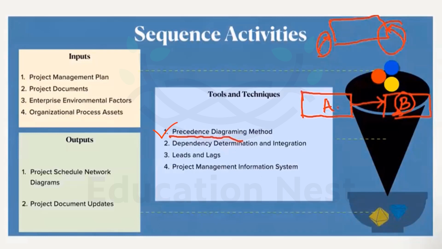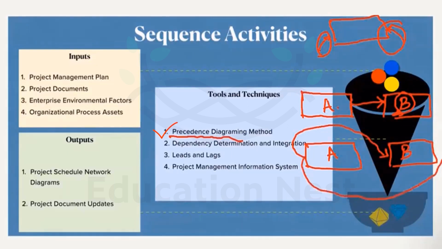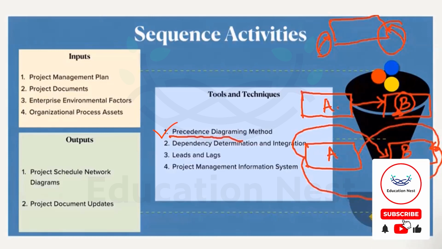Again, the same block A and block B. When we link the start to start, that is one precedence diagram. Similarly, we have discussed the finish to start, that is one method. How else can we link? From the start to finish or from finish to finish. So these 4 possibilities are there. These 4 precedence diagrams can be used as the tools and techniques for the sequencing.